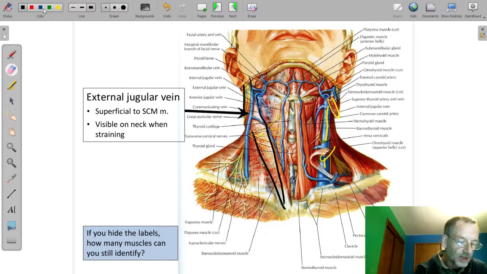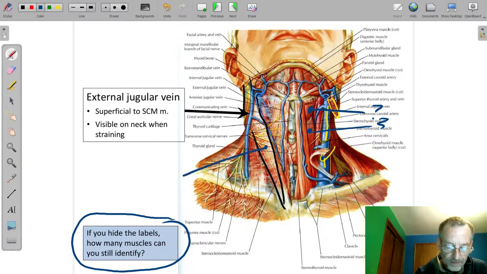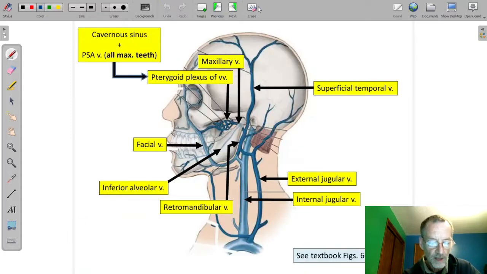And there's a note here if you want to play around with this. Probably not a bad idea since there's a final exam coming and who knows what's going to be on it, but can you identify a number of these muscles? So for example, you know, that one, etc. Okay. And now to drain the head, face, and teeth.